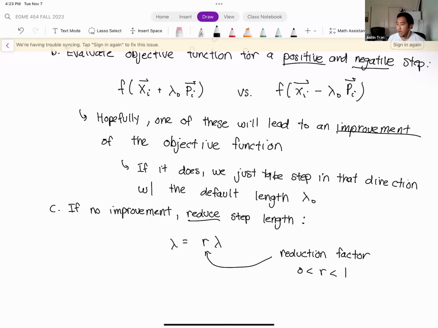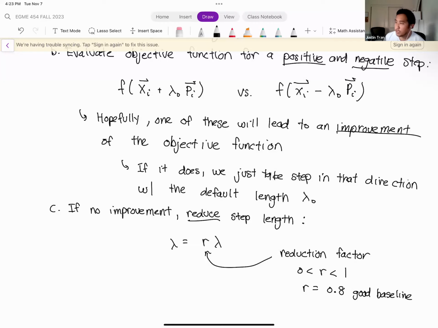Usually for me, I like an r value of maybe about 0.8. That way you reduce the step length by about 20% each iteration, and then you check again. So that's a little bit conservative, so it may lead to an expensive algorithm, but it works pretty well most of the time. So this is a good baseline. But you can adjust that value of r based on how aggressive you want your algorithm to be.